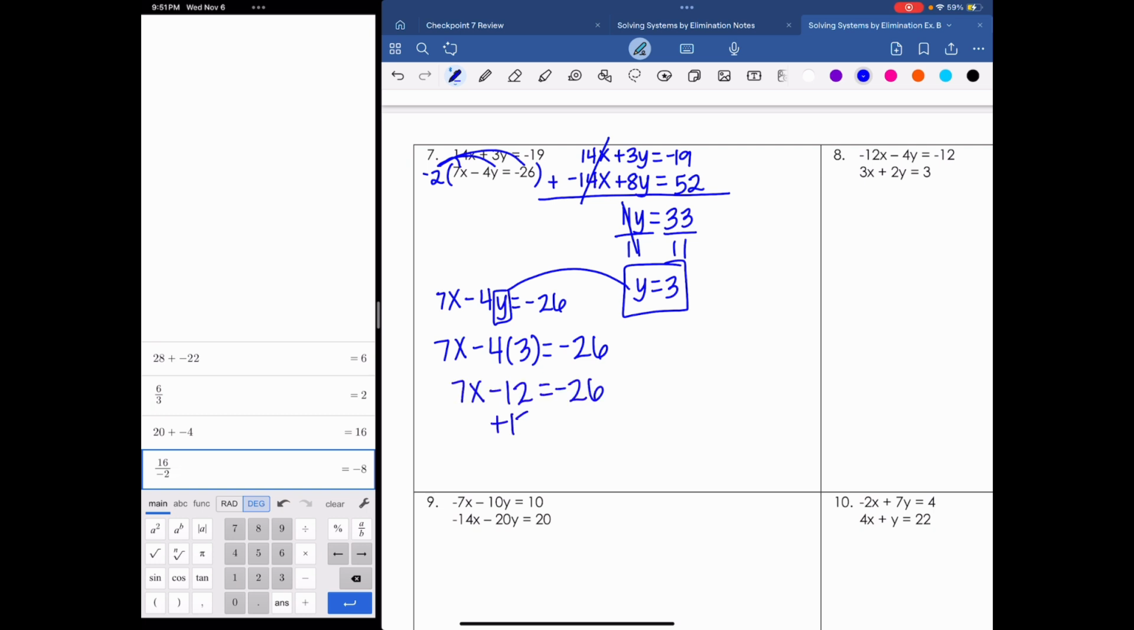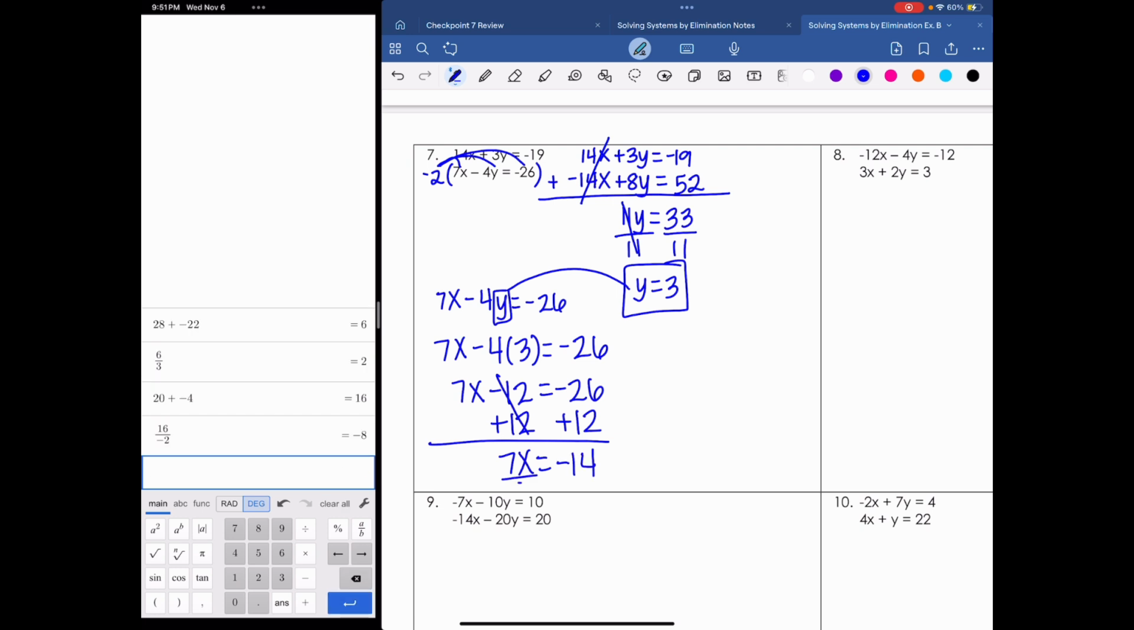I'm going to remove the constant by adding 12 to both sides, and I end up with 7x equals negative 26 plus 12, which ends up giving us negative 14. Divide both sides by 7, and I end up getting x equals negative 2. So from here, as an ordered pair, my solution is negative 2, 3.